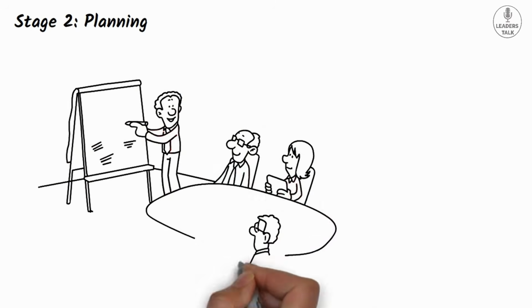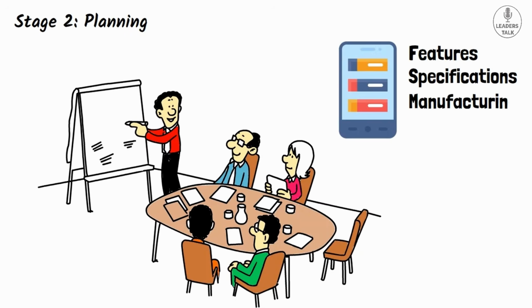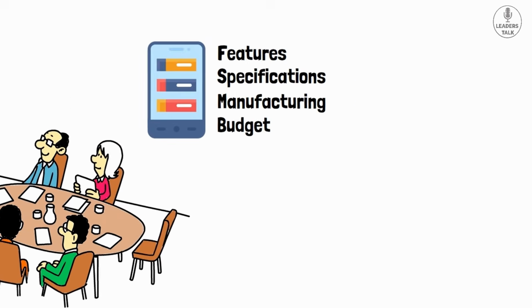Stage 2. Planning. During the planning stage, the project team develops a detailed project plan that outlines the product's features, design specifications, manufacturing timeline, and budget requirements. They also establish a marketing strategy for the product launch.